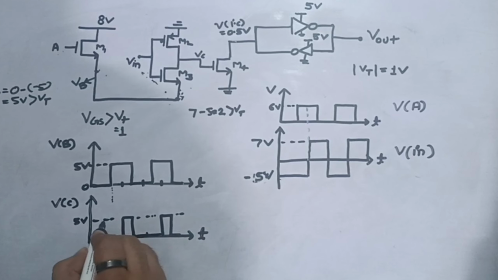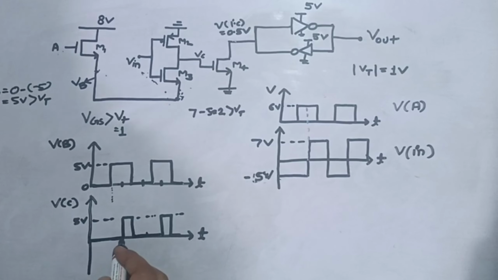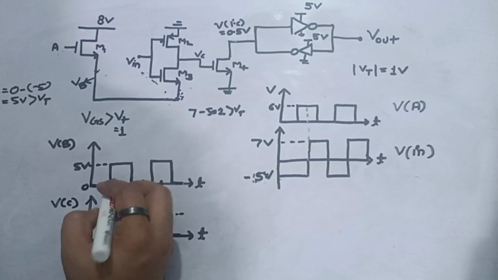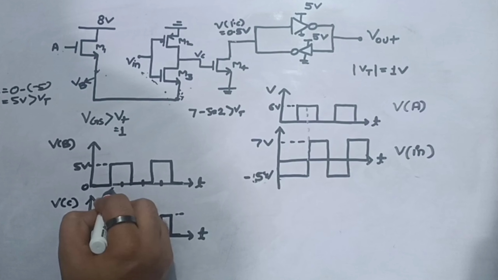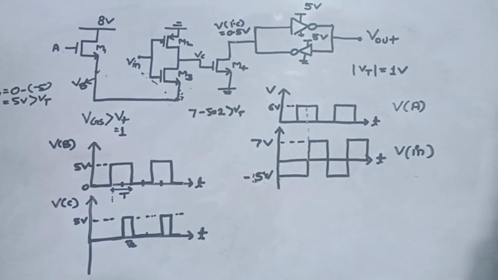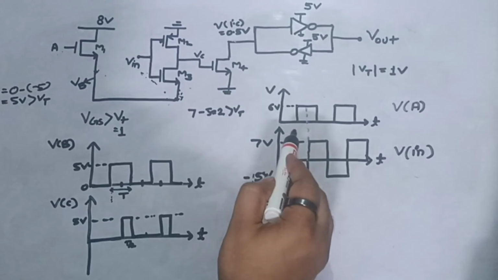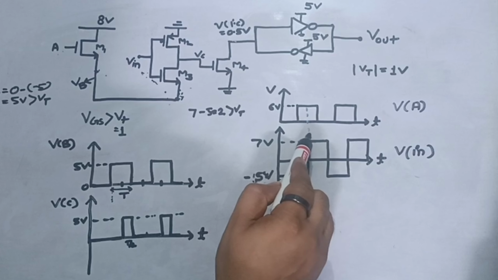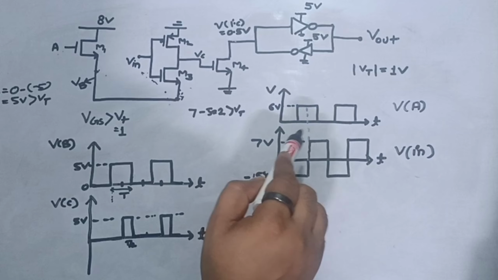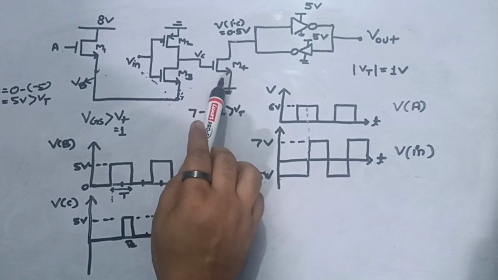It will have a maximum magnitude of 5 volt, but its on time will be half of what VB had. If VB has an on time of T, VC will have an on time of T by 2. So this is an important concept in this question. That's why it was important: here you can see, through the blue mark, that Vin is half cycle delayed to VA, and we need to consider this while drawing VC.